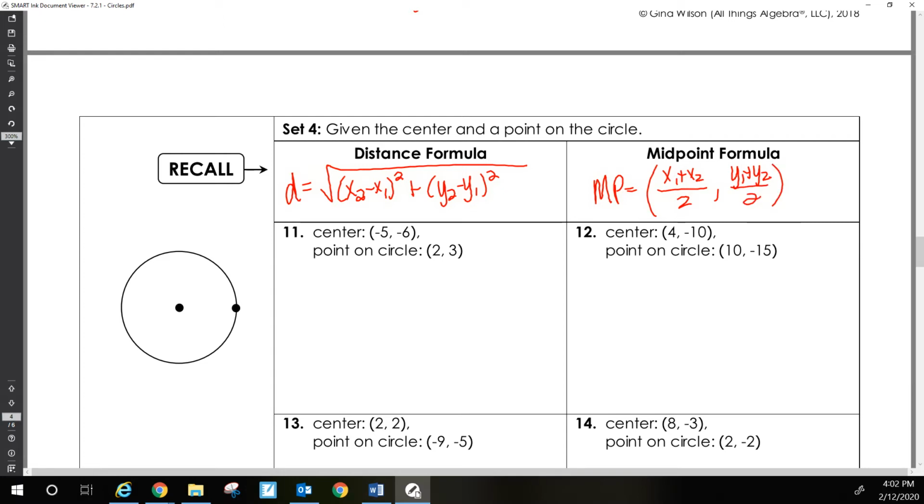All right, so let's talk about it. If we know the center is at -5, -6, and we've just been given a point on the circle, we need to figure out how to write the equation. Well, this part of the equation is pretty easy. It would be x minus a minus 5, right? Plus y minus a minus 6. It's this guy.